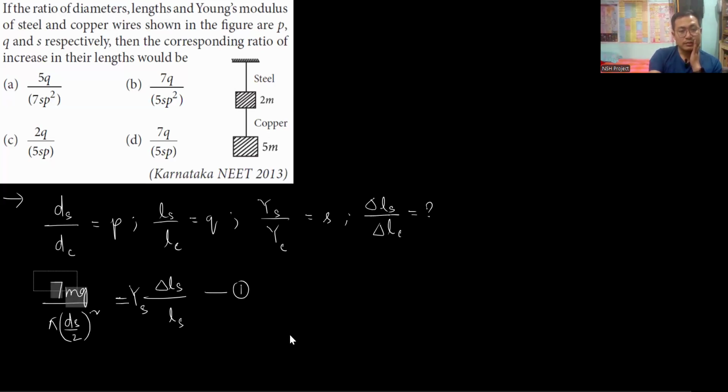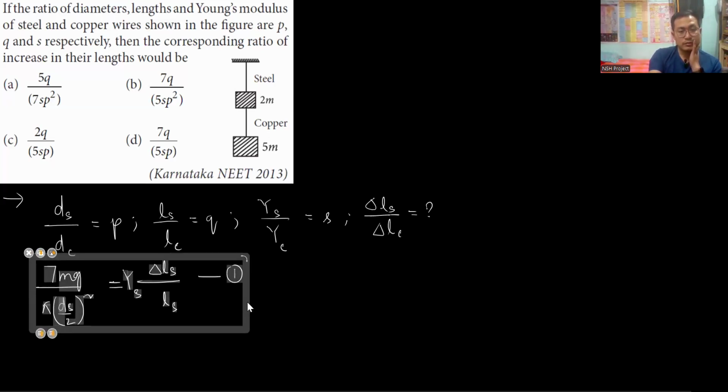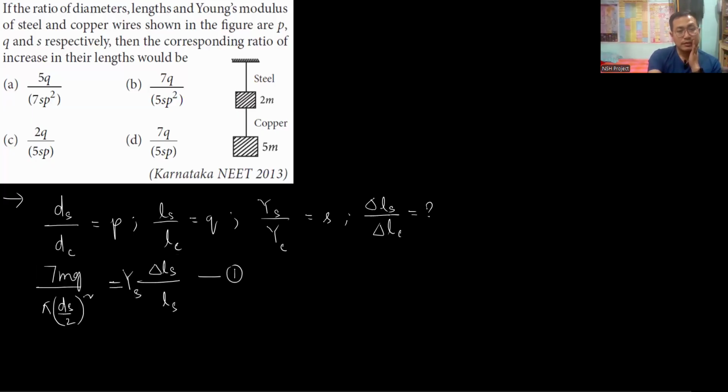And then let me just shift this a little bit up. And then we have the same thing. For copper, we have only 5 mg. So 5 mg divided by pi into d of copper by 2 whole square is equal to Young's modulus of copper into delta L produced in copper divided by L of copper.